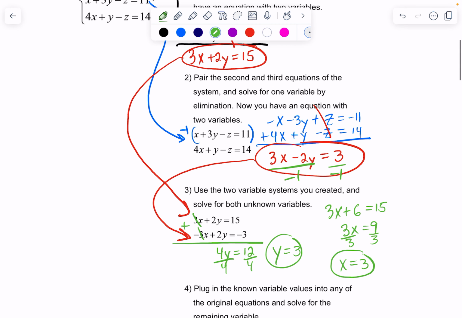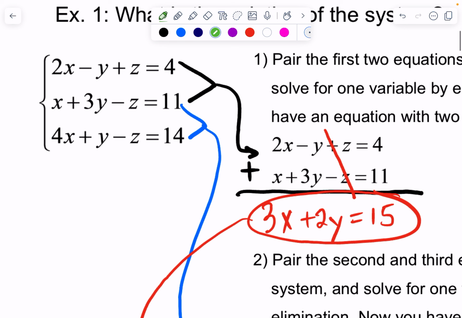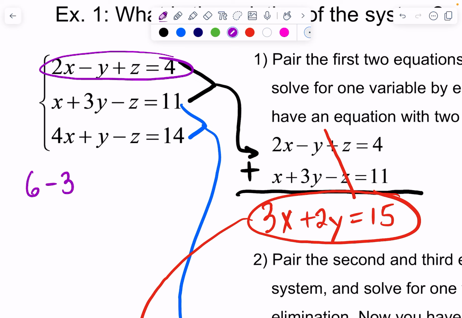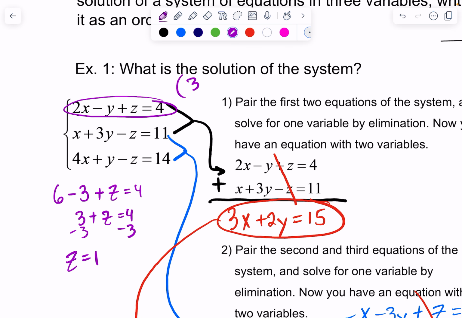Now that I have the x and the y, I can plug that x and y into any of the original equations given and solve for z. So I'm going to go ahead and plug my x and y into here. So I've got 3 times 3, which is 9, minus 3, plus z equals 4. That's 3 plus z equals 4. Subtract the 3, and z equals 1. So my ordered triple here is 3, 3, 1.